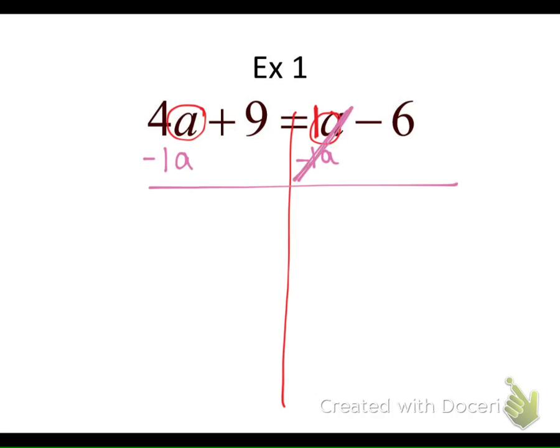Those cancel. So then I take 4a minus 1a and get 3a. And what do I bring down? 9. Just a 9 like that? Plus. There you go. And then on my right side, what do I have? Drop your negative 6. Good.